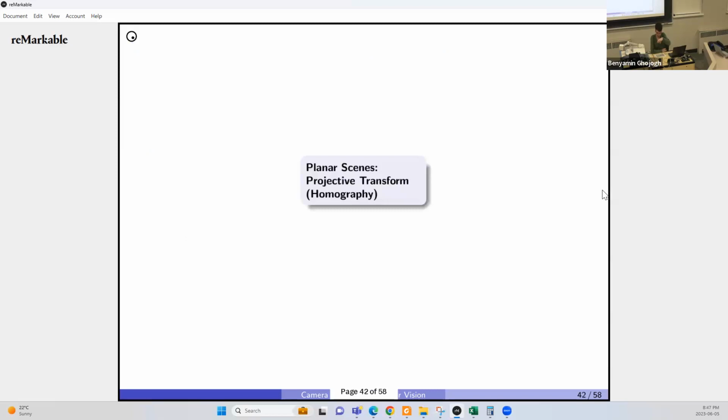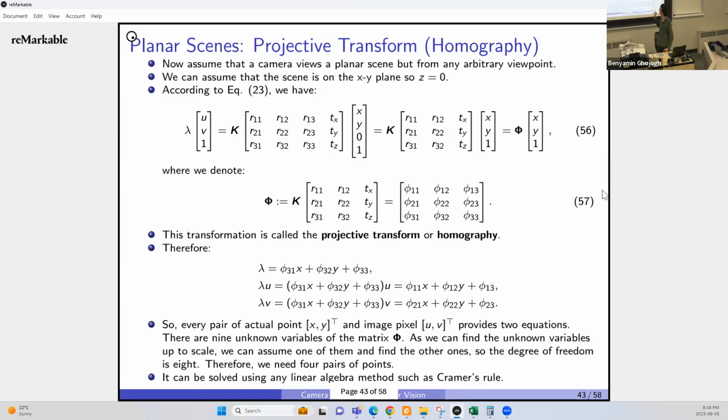Now I know that these two cases were almost similar and boring, but it's getting more complicated and more interesting. Planar scenes, projective transform, also called homography. We will see that we're going to use them in panorama images. Okay, now assume that a camera views a planar scene, but from an arbitrary viewpoint.